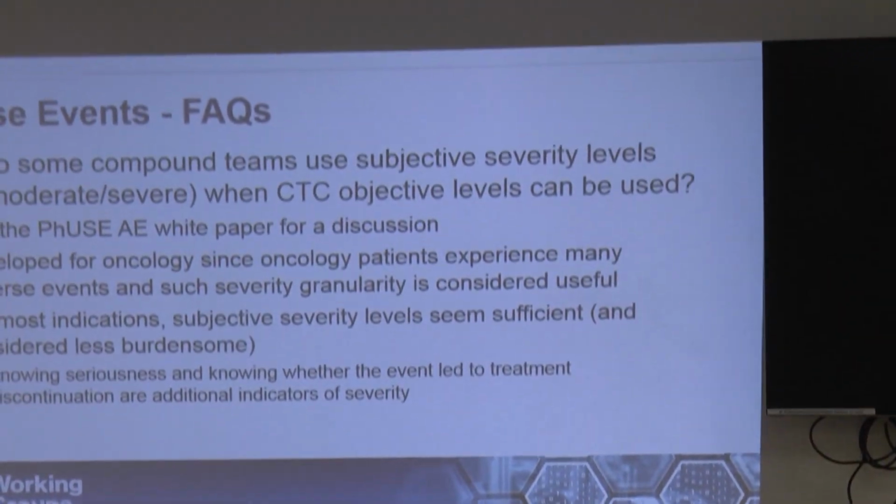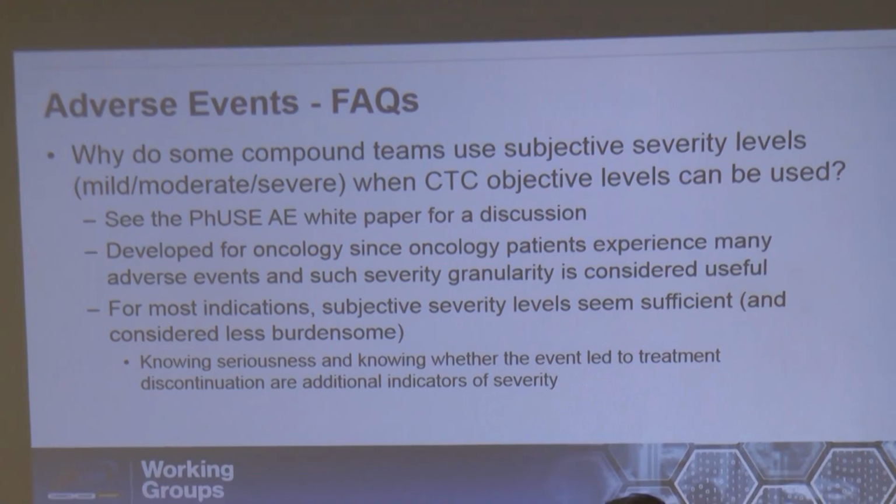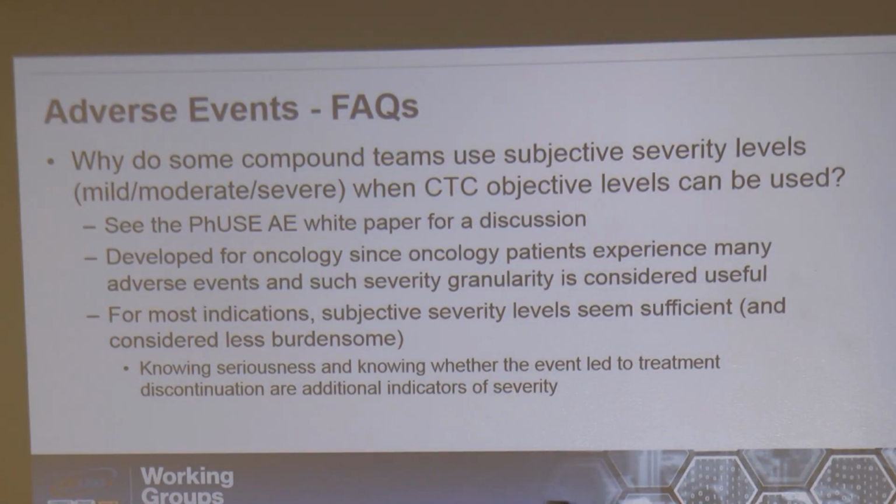Why do some compound teams use subjective severity levels, mild, moderate, severe, when CTC objective levels can be used? I actually kind of already snuck this in, so I won't say much more. We do have a discussion on this, and we do think for most indications, subjective severity is sufficient, given the fact that we have other ways of looking at severity.